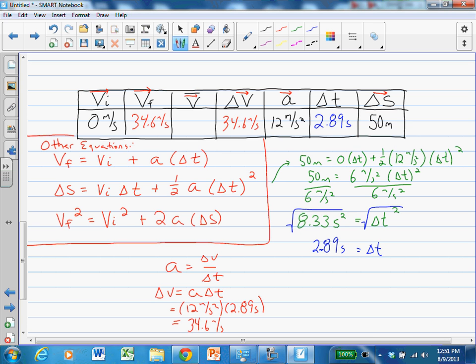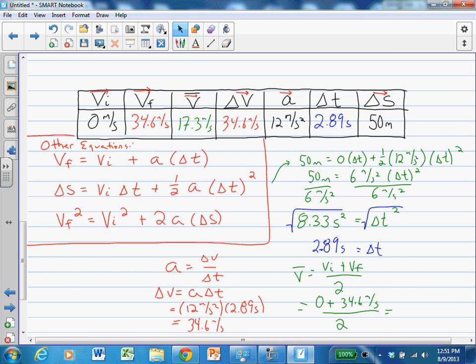And then average velocity would just be 0 plus 34.6 meters per second divided by 2, or 17.3 meters per second. Great. That ends 2.